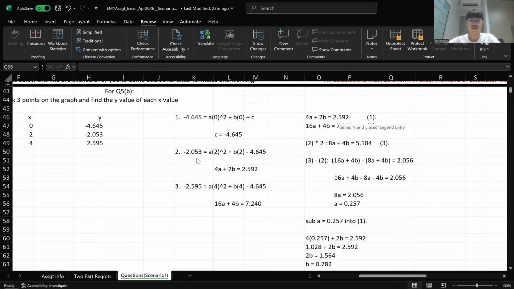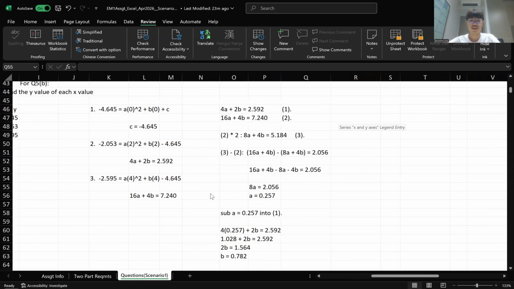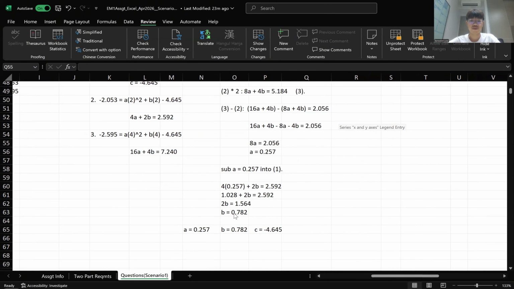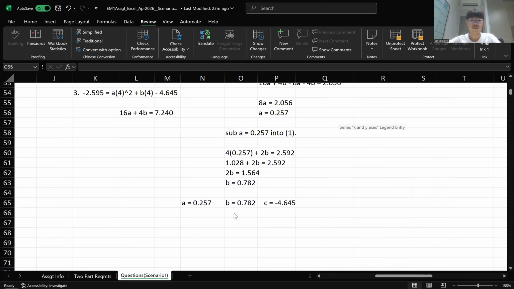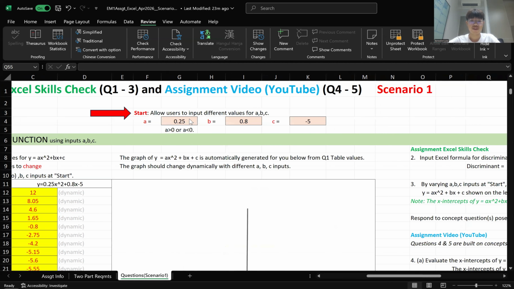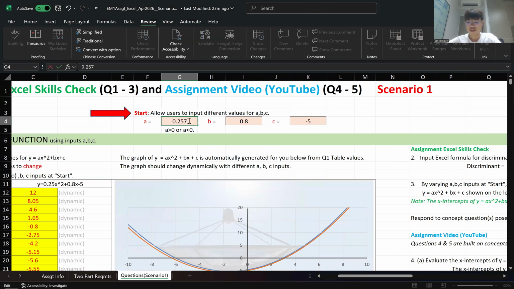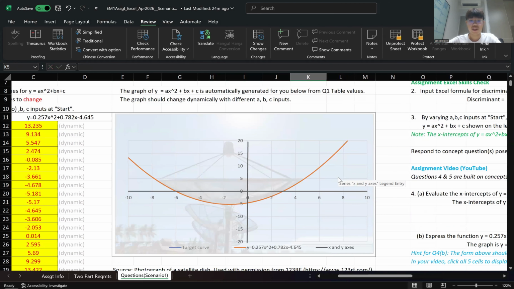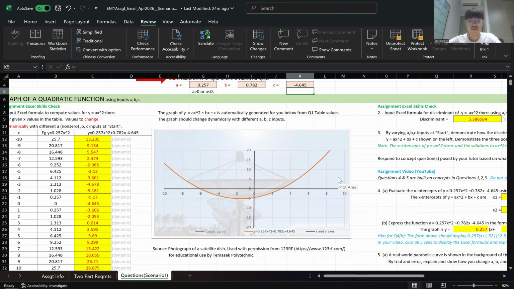Then I used the other 2 points to form simultaneous equations, and I used them to solve for a and for b, which leaves my final answer as a equals 0.257, b equals 0.782, and c equals -4.645. So if I input these values into here, you see that the orange curve will match exactly with the target curve.